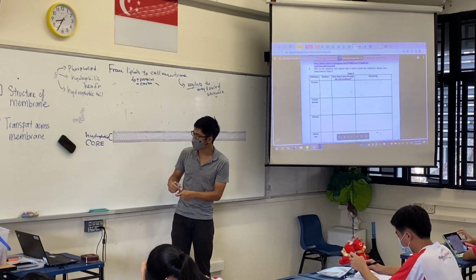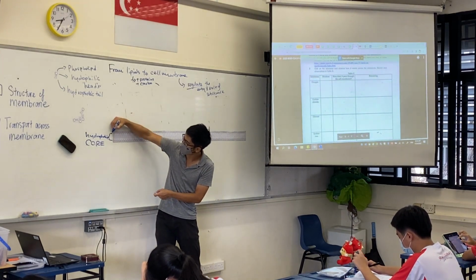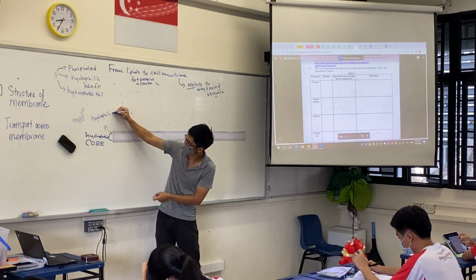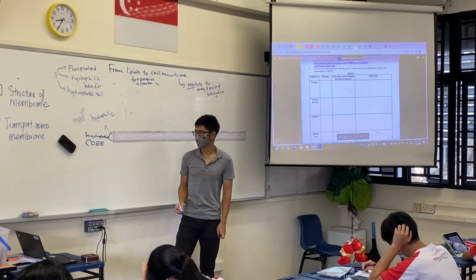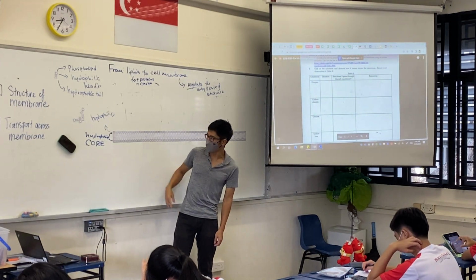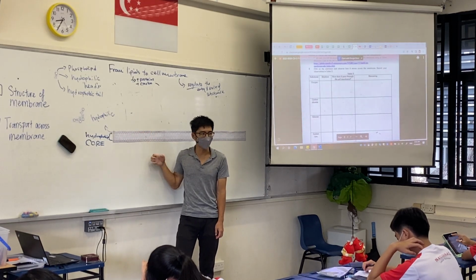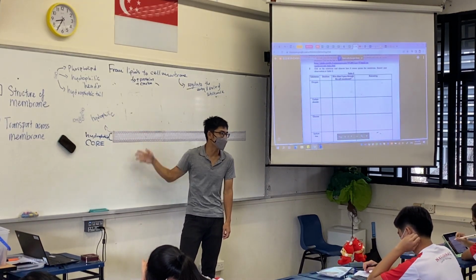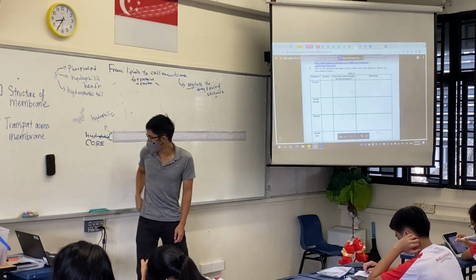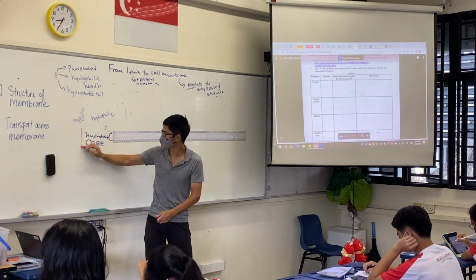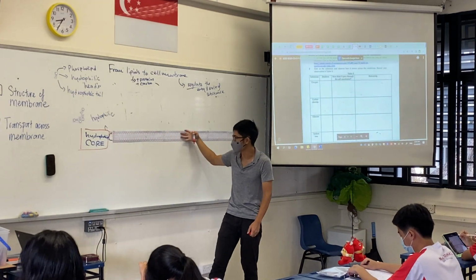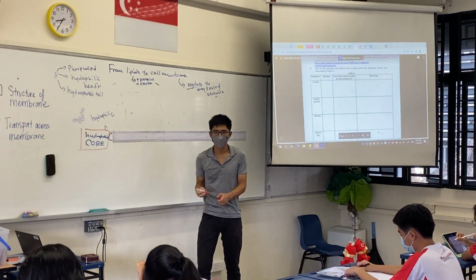Other than the hydrophobic core, we know that the heads are hydrophilic. With these properties in mind, let's try to figure out what can or cannot pass through the cell membrane, but with great focus on the hydrophobic core. It's very thick and fat, a great thick fatty layer. This fatty acid layer.